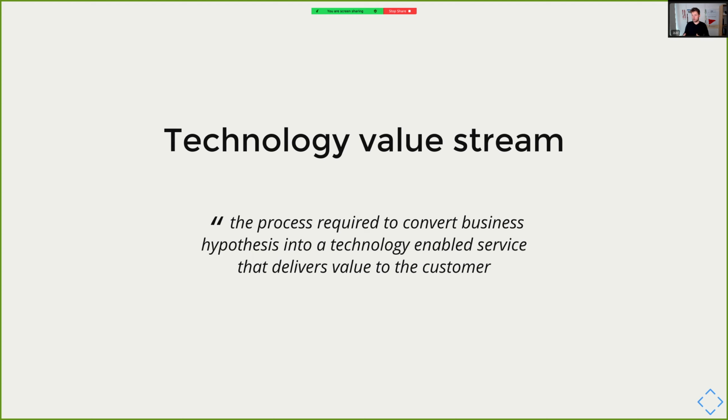So in DevOps, we can define our technology value stream as the process required to convert business hypotheses into a technology-enabled service that delivers value to the customer. And this is our lead time. So we take an idea or a customer request, and then we should make that into a technical project or make it into code that can do something.